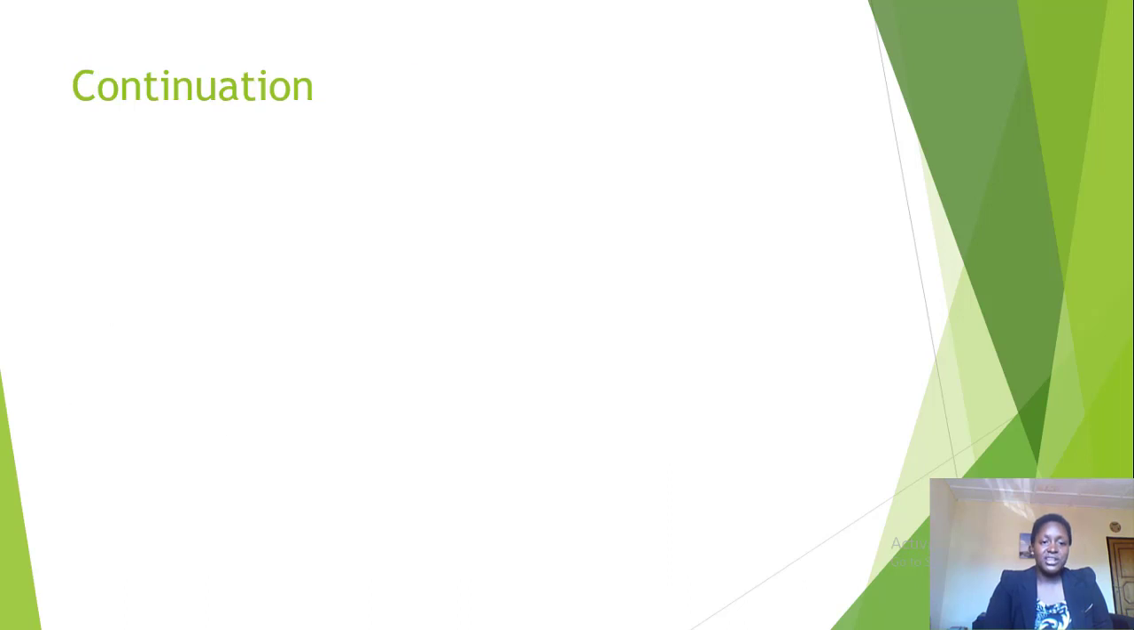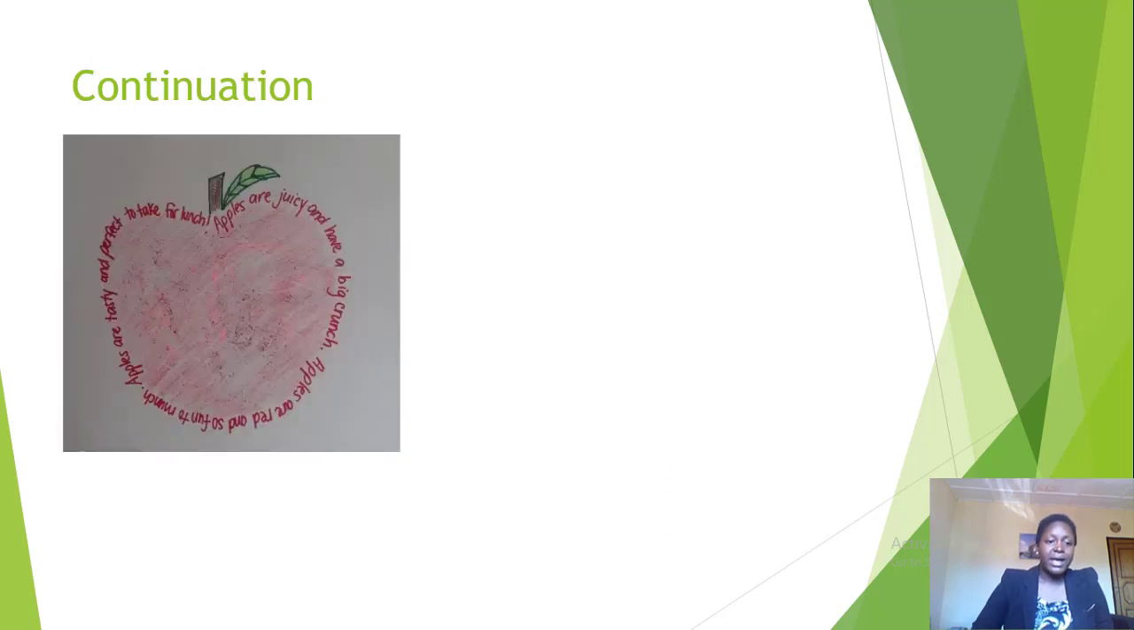Look at this first picture. In this case, the writer has decided to have the words come at the end of the apple to show the outline. And if you look at those words, they have taken the shape of an apple. Let us read through it and see. Apples are juicy and have a big crunch. Apples are red and so fun to munch. Apples are tasty and perfect to take for lunch.